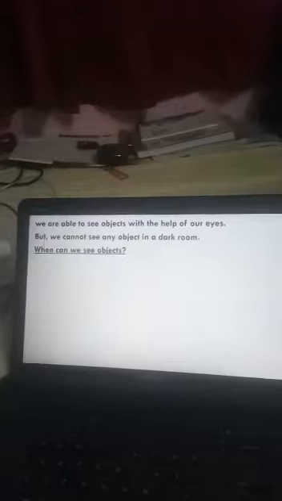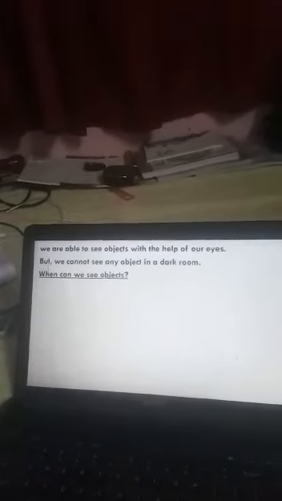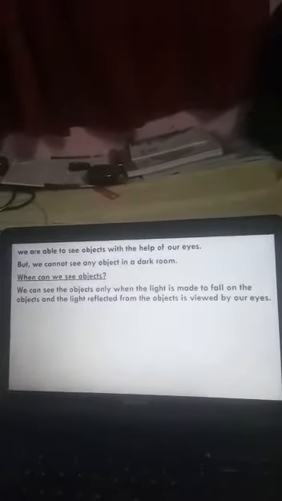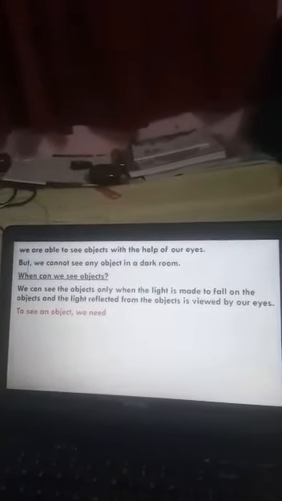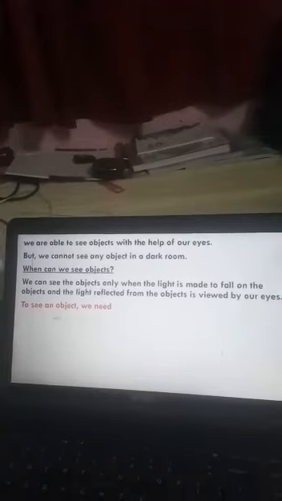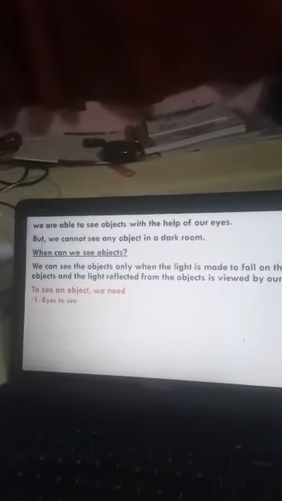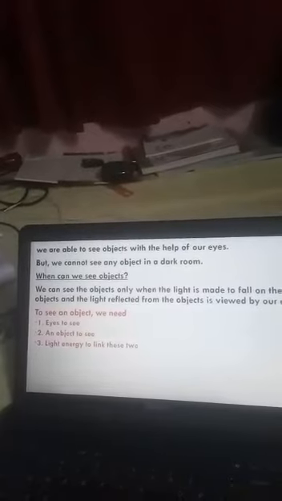We are able to see the objects with the help of our eyes, we know very well. But we cannot see the object if you are there in a dark room. So when can we see objects? The question arises. And the answer is, we can see objects only when light is made to fall on the object and the reflected light from the object is viewed by our eye. So to see an object, the condition is we should have eyes to see, we should have an object to see, and we should have light energy to link these eye and object.